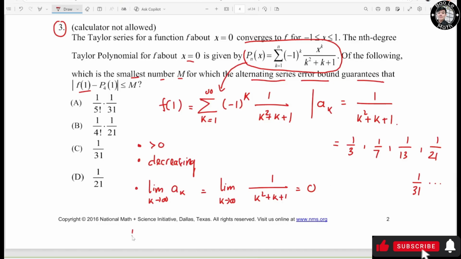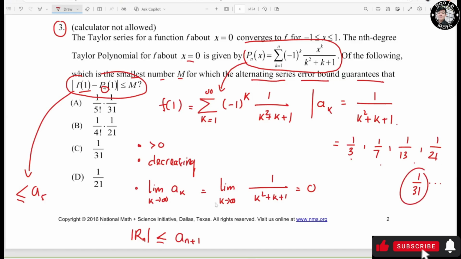So it's going to be the absolute value of r sub n always less than or equal to the next omitted term, which is a sub n plus 1, right? We have the error bound right here, right? So this is less than or equal to m. M is the next omitted term, which is a sub 5, right? Look at 4 right here. So a sub 5 is 1, 2, 3, 4, 5. The answer is 1 over 31. The answer must be C.